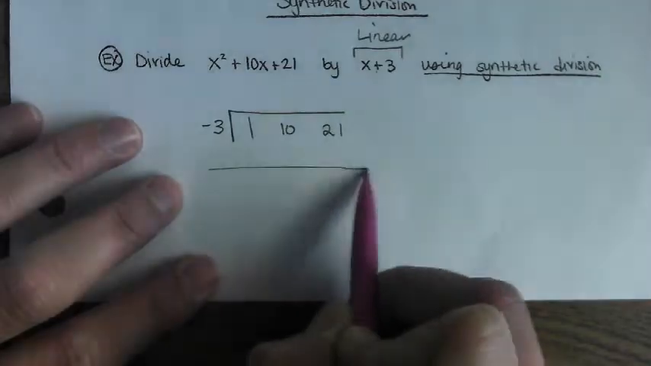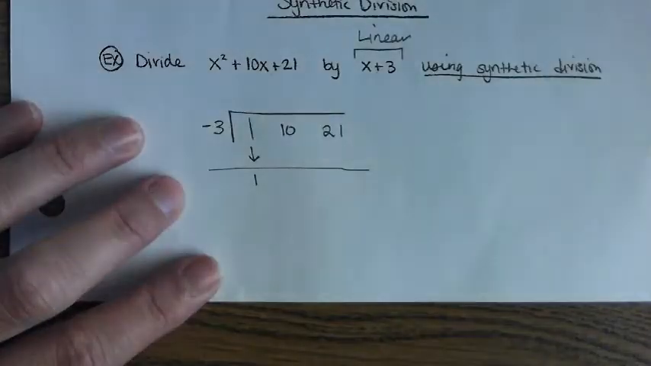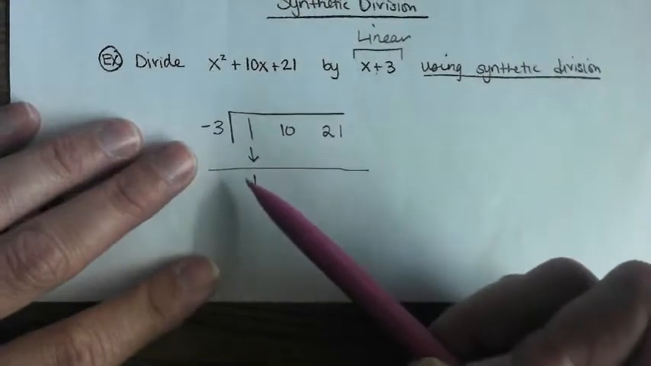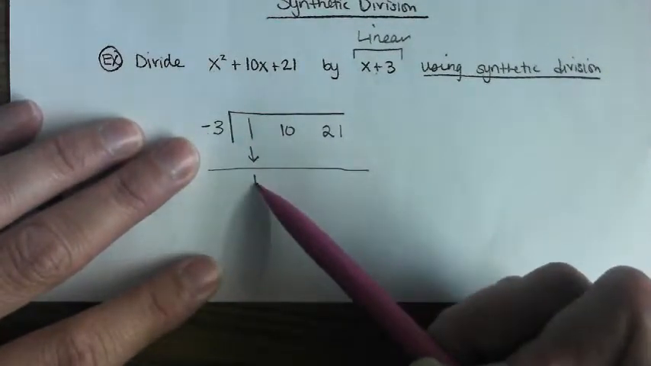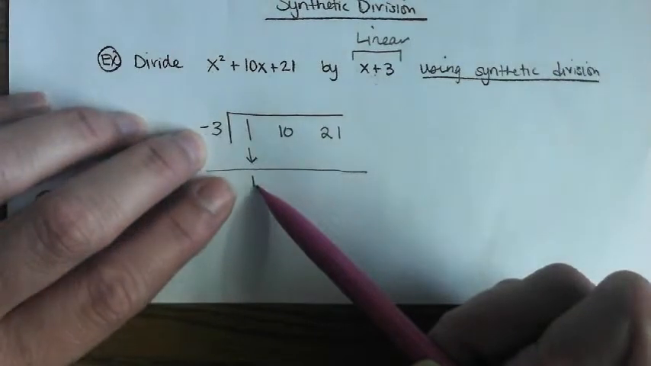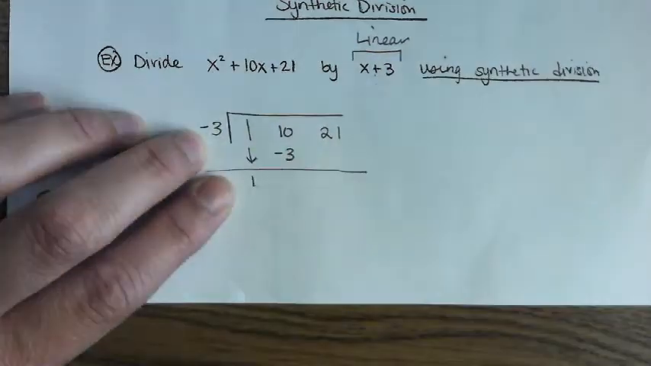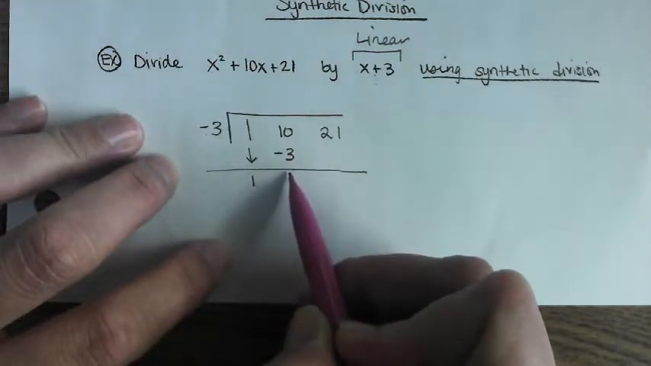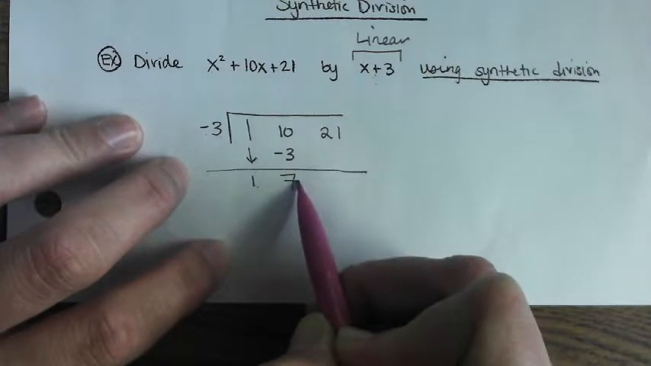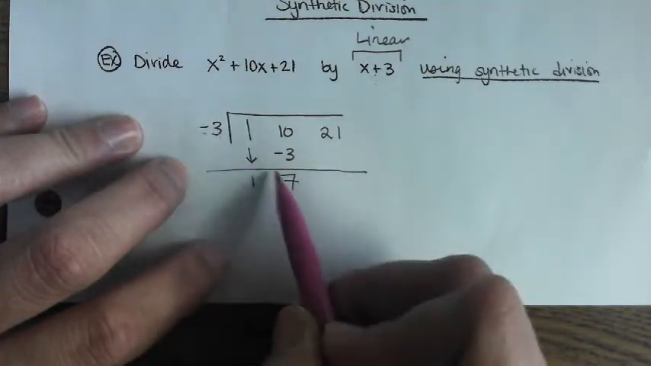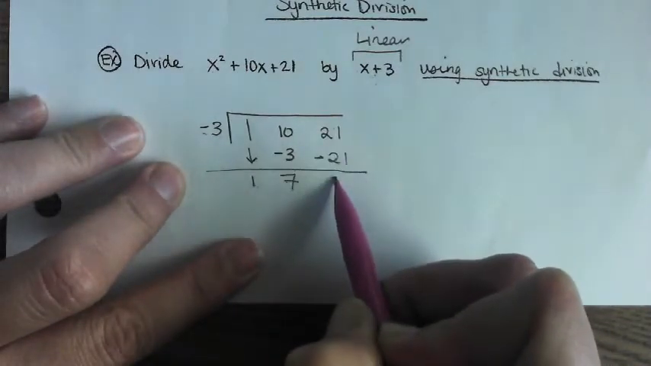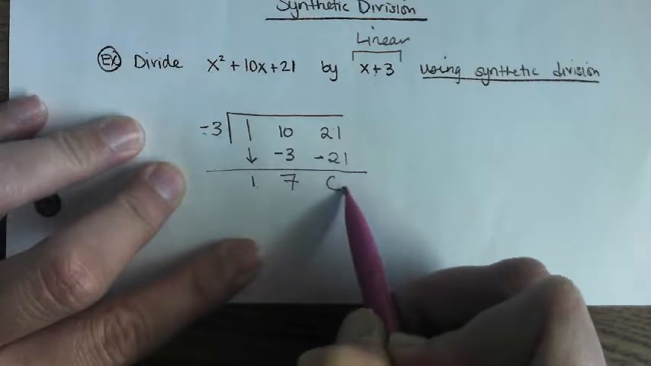And then here's how it works. You always start by bringing down your first coefficient. And then this is where it kind of just goes quickly, but I'll go slowly for you. Then you take the negative 3 and you multiply it by the 1. What's negative 3 times 1? Negative 3, and you insert it up there. And then you add those two together. What's 10 plus negative 3? 7. And then you repeat. Negative 3 times 7 is? Negative 21, and you add those two together and you get 0.